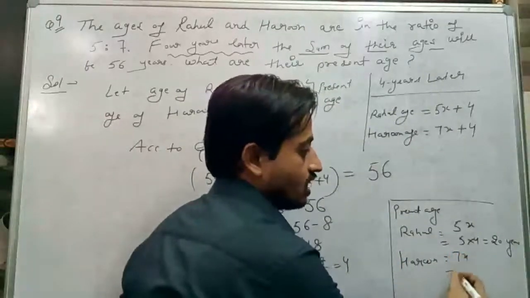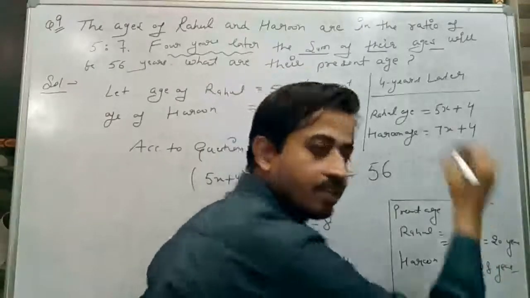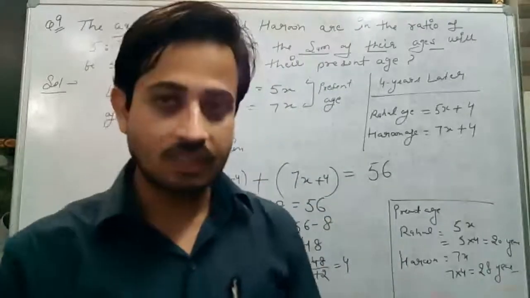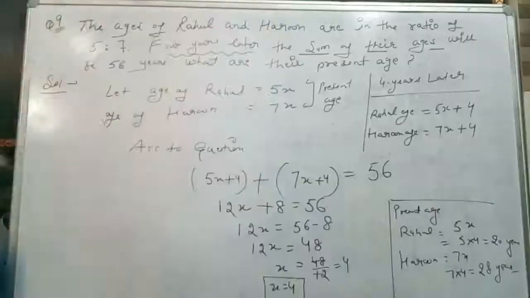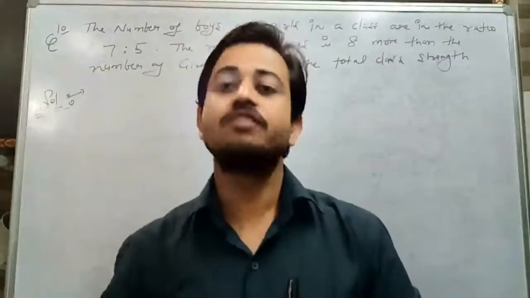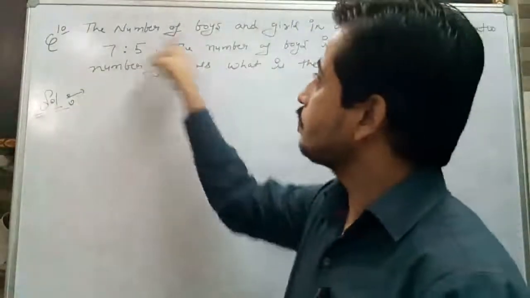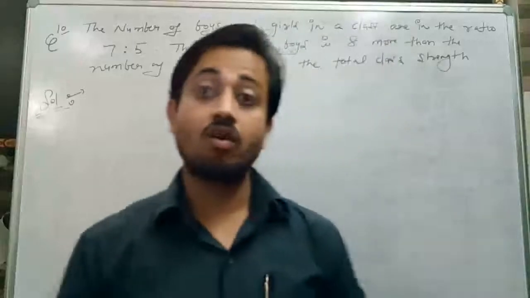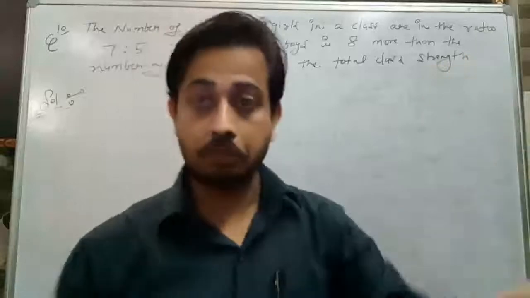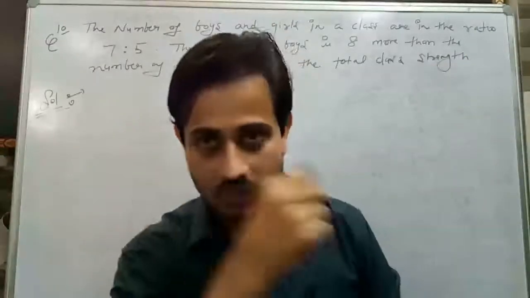7x. So 7 into 4 is equal to 28 years. So make a note first, because this question is very simple. So let's take our next question. What the question said, please make a note. The number of boys and girls, it means we are talking about the number of boys and girls in a class in the ratio. It means we are again given the ratio, and we know how we take the ratio.